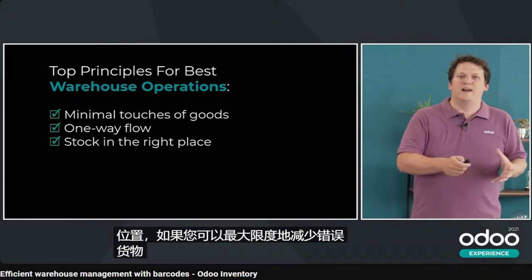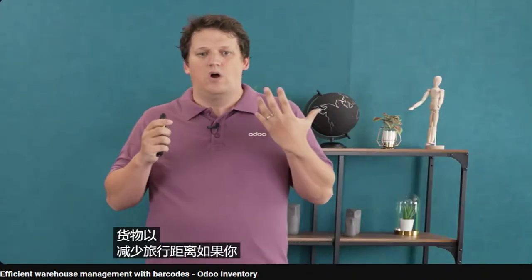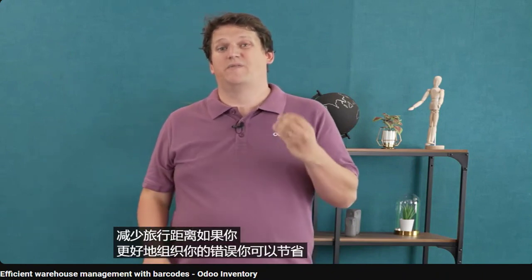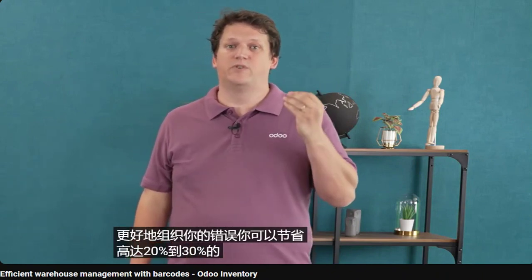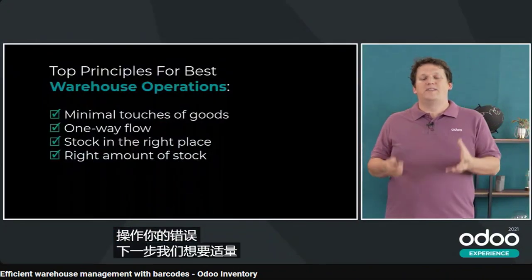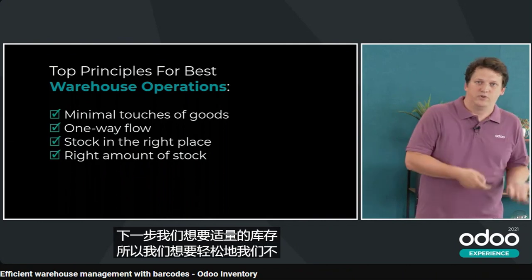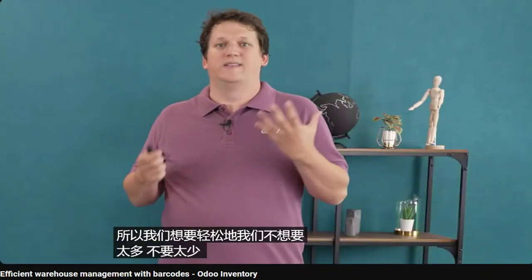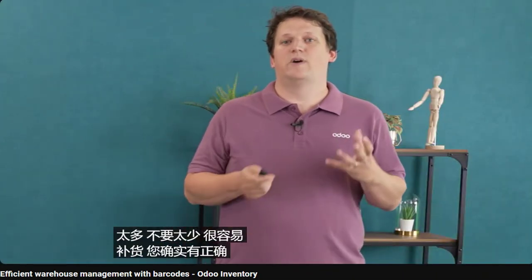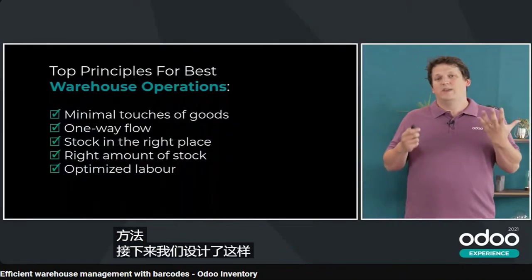If you minimize errors, if you optimize where you store the goods to reduce the travel distance, if you organize your warehouse better, you can save up to 20 to 30% of the time to operate your warehouse. Next, we want the right amount of stock. We don't want too much, not too few. It's easy to replenish. You really have the right amounts of stock in the right packaging method.